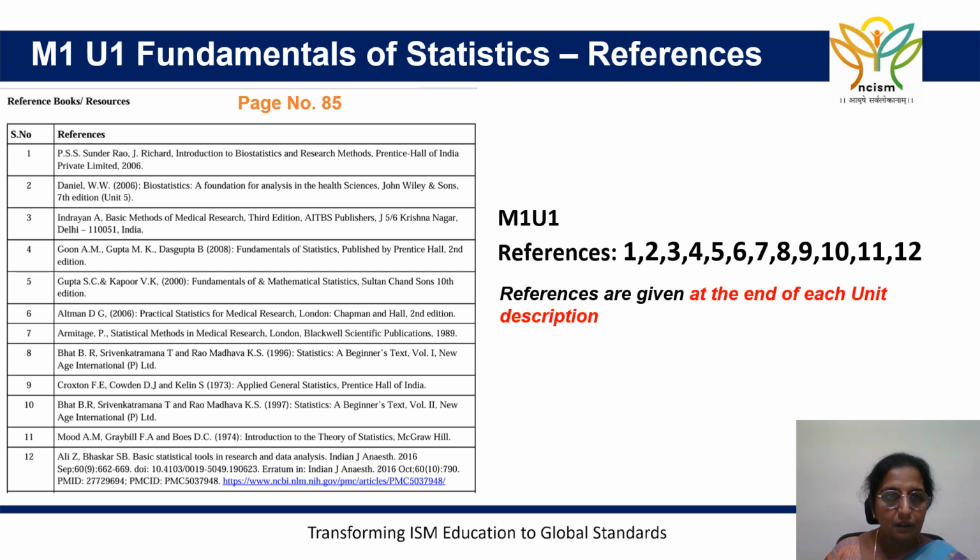Coming to the M1 U1 references. References are given at the end of each unit description. Here for M1 U1, the references are listed as 1, 2 up to 12. For the details, one should refer to page number 85 for the corresponding references.